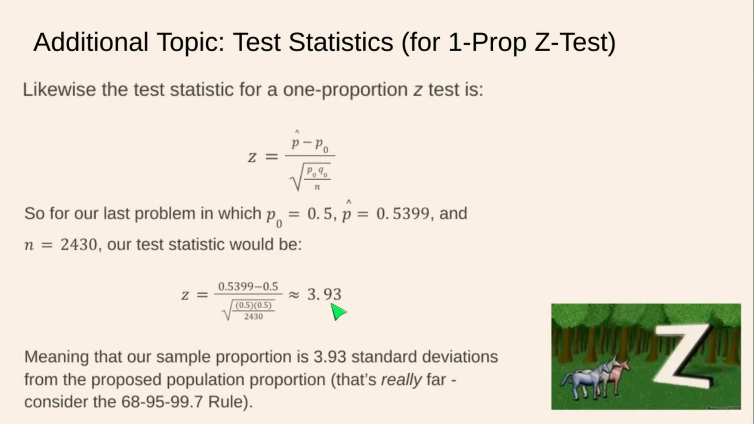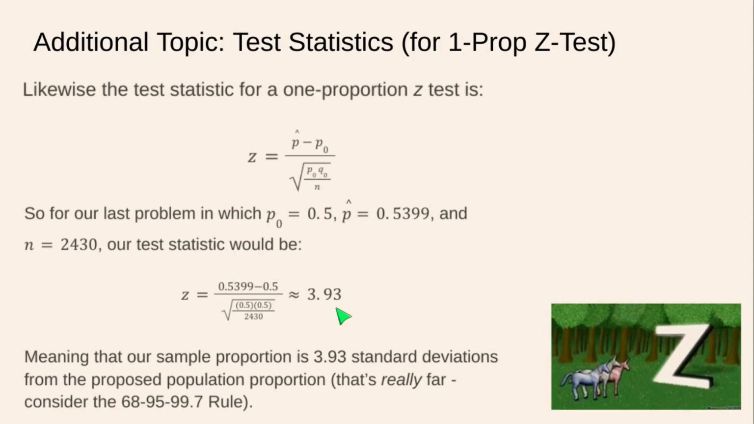What does that number mean? That means that our sample proportion is 3.93 standard deviations from the proposed population proportion. And of course, that is really far. Consider the 68, 95, 99.7 rule. Past 3 standard deviations on one side is basically no man's land. We're almost at 4 standard deviations. That is the desert. Ain't nothing but dunes out there, okay?